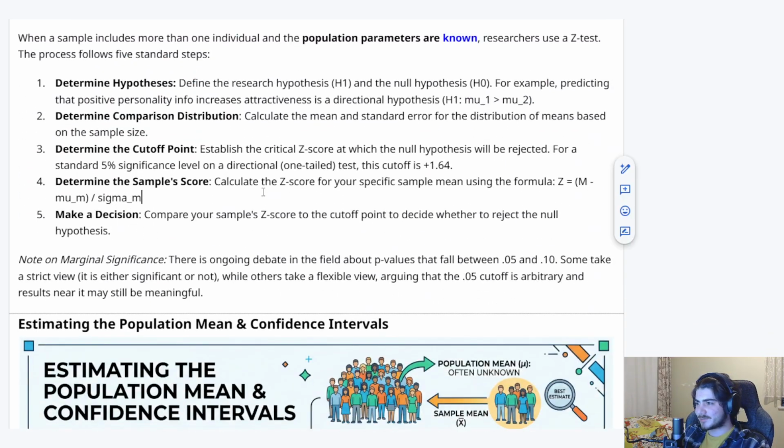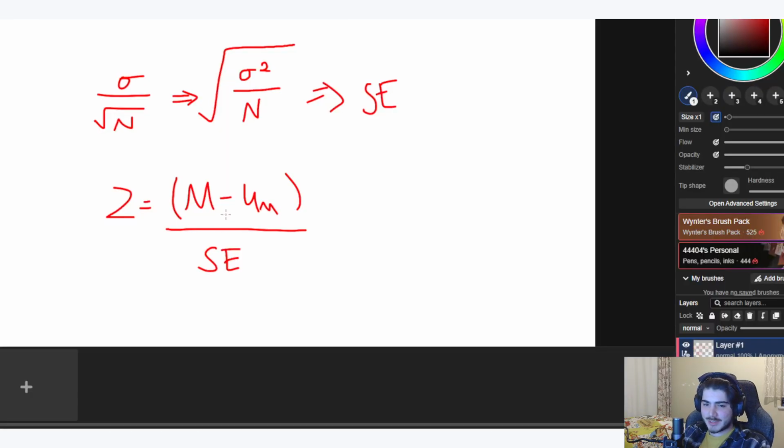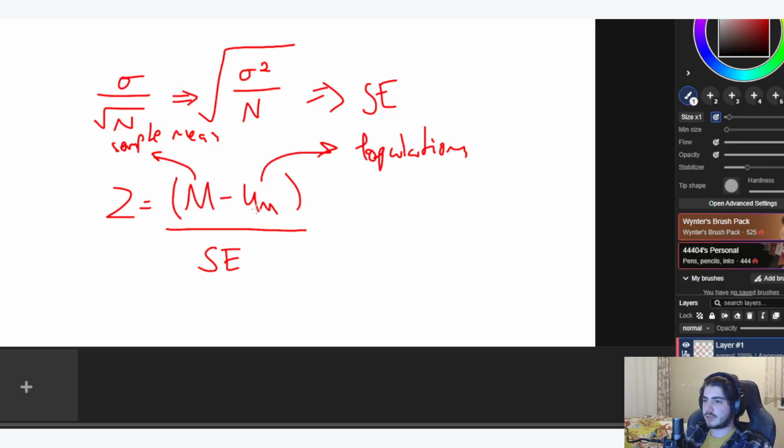Calculate the z-score. This is how you compute the z-score. So this m here should be the sample mean, and this here should be the population mean. We have this information because it has been given to us by holy powers, as I stated. This is your sample mean, and this is your population mean. Yeah, you get it. So sample mean minus population mean divided by standard error equals your z-score.